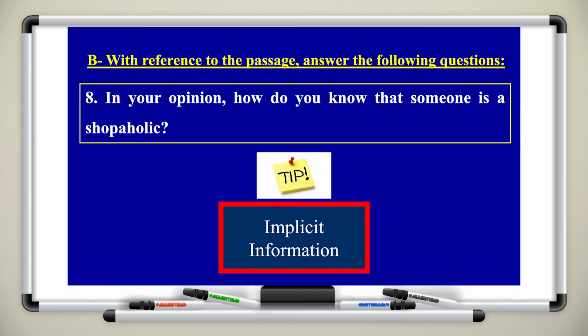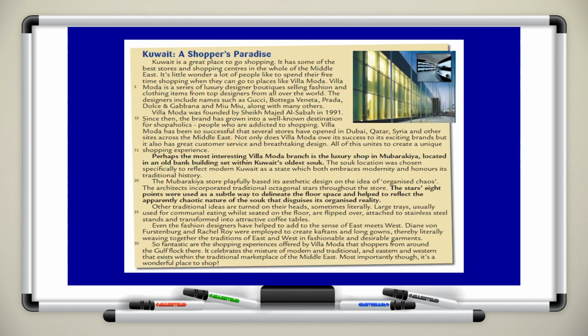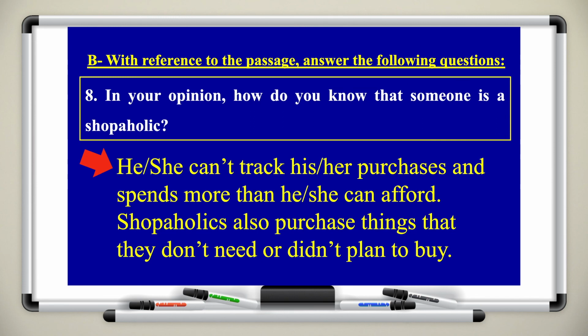For number 8, in your opinion, how do you know that someone is a shopaholic? Now, this is a different type of question. It's an implicit question asking you about implicit information. Skim through the text to get the idea. The answer is, he or she can't track his or her purchases and spends more than he or she can afford. Shopaholics also purchase things that they don't need or didn't plan to buy.